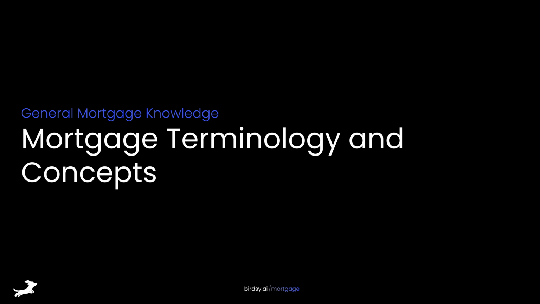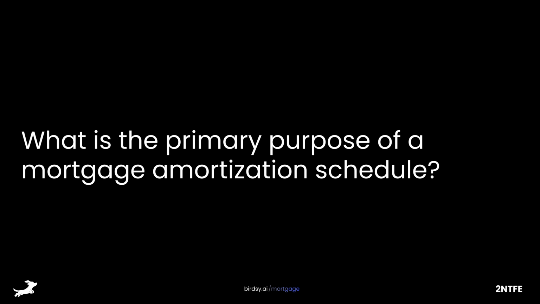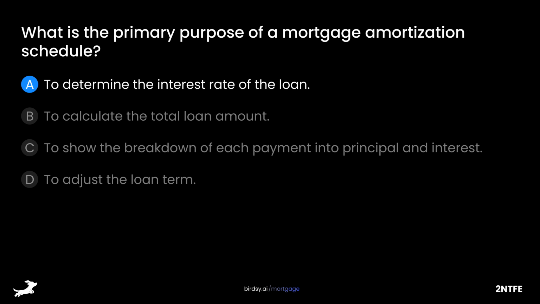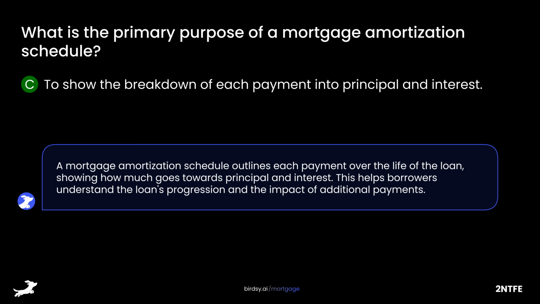Mortgage terminology and concepts. What is the primary purpose of a mortgage amortization schedule? Is it A, to determine the interest rate of the loan, B, to calculate the total loan amount, C, to show the breakdown of each payment into principal and interest, or D, to adjust the loan term? The answer is C, to show the breakdown of each payment into principal and interest. A mortgage amortization schedule outlines each payment over the life of the loan, showing how much goes towards principal and interest. This helps borrowers understand the loan's progression and the impact of additional payments.